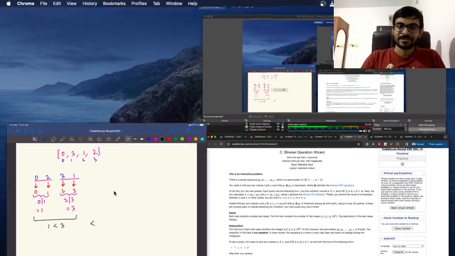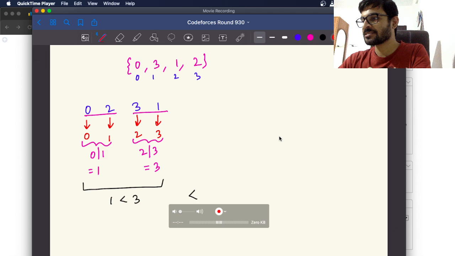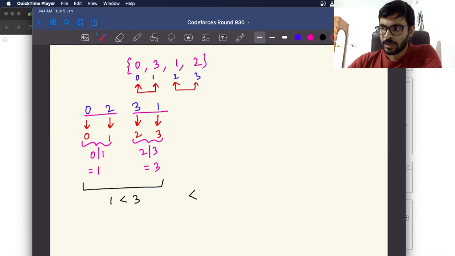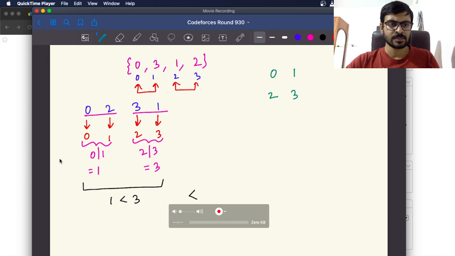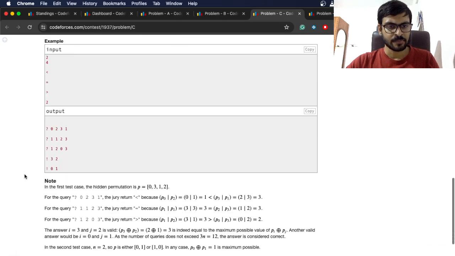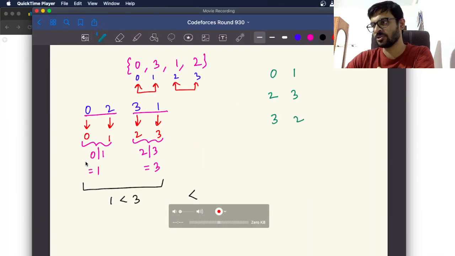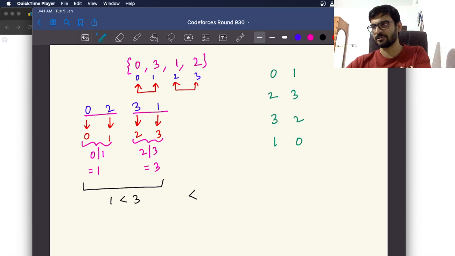So over here I can say that my answer should be either these two pairs or these two pairs. Basically I have written indices, so it will be these two indices or these two indices. My answer can be either 0, 1 or 2, 3. Let us check the answer that's given there. Yeah, it's given 3, 2. 2, 3 and 3, 2 are the same thing. So you can return 3, 2 also, you can return 1, 0 also. These are the 4 possible answers for this.